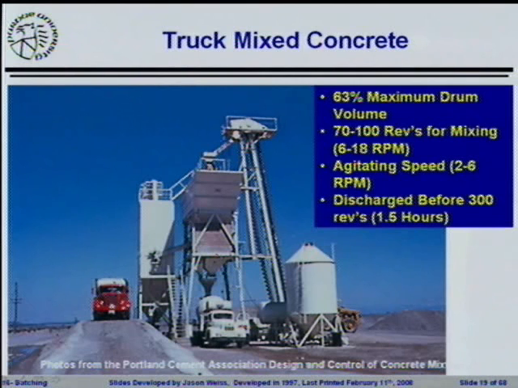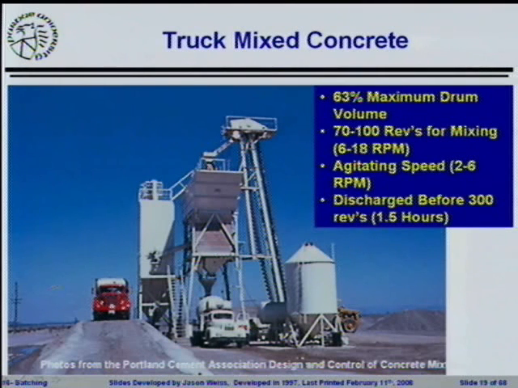So truck mixed concrete. Typically you can't go above about 63% of the volume of the overall truck. Typically you're going to put 70 to 100 revolutions on, somewhere between about 16 and 18 revolutions per minute. The truck will be rocking back and forth, and you will be mixing the concrete in the back of the truck during that time. Generally, the truck will then leave the plant with an agitation speed of about 2 revolutions per minute until it gets out to the construction site. The concrete is supposed to be discharged before it reaches 300 revolutions.